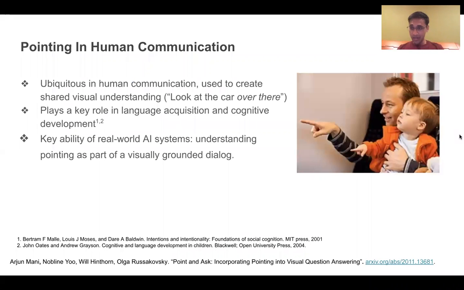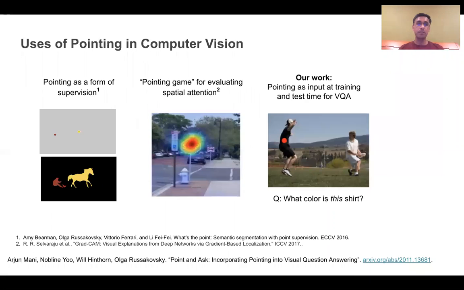Pointing is a vital and ubiquitous gesture in human communication, and it's used to create shared visual understanding between two human beings. For example, saying, look at the car over there, and pointing. Interestingly, pointing actually plays a key role in language acquisition and cognitive development as well, as the first form of communication developed in infants. So naturally, given the importance of pointing to human communication, a key ability of real-world AI systems would be to understand pointing as part of a visually grounded dialogue with humans.